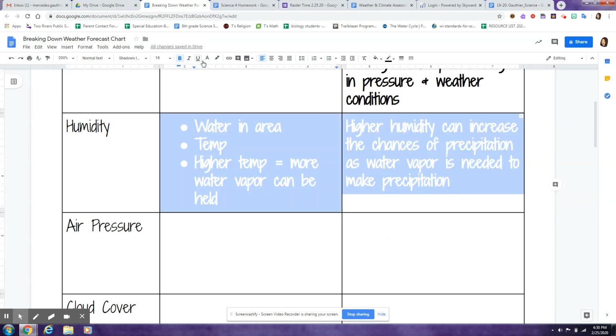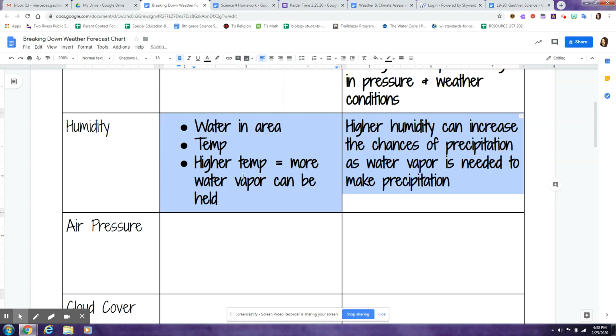The second factor is humidity. Humidity has to do with the amount of water in the area. If we are in a very dry area and there's no water around, it's going to be less humid. If we are in an area where there is lots of water and lakes and rivers and streams and oceans and those kinds of things, we have a much better chance of it being humid because there's actually water that can go into the air.